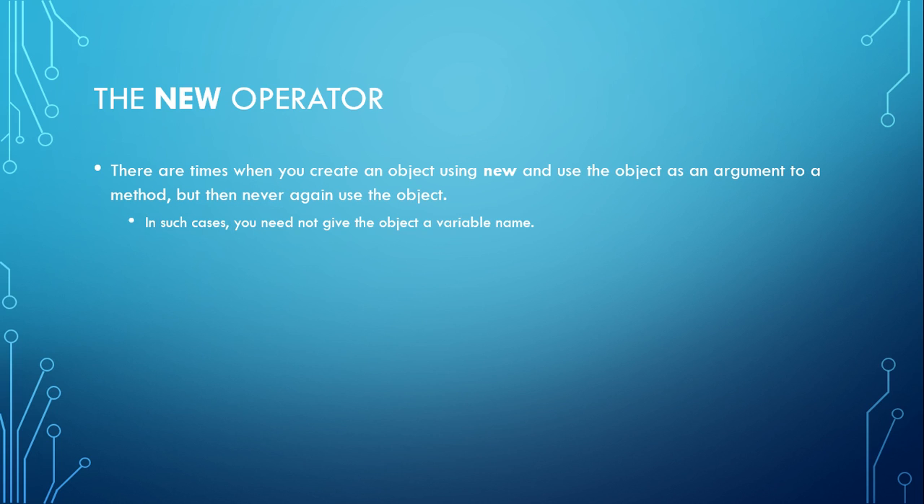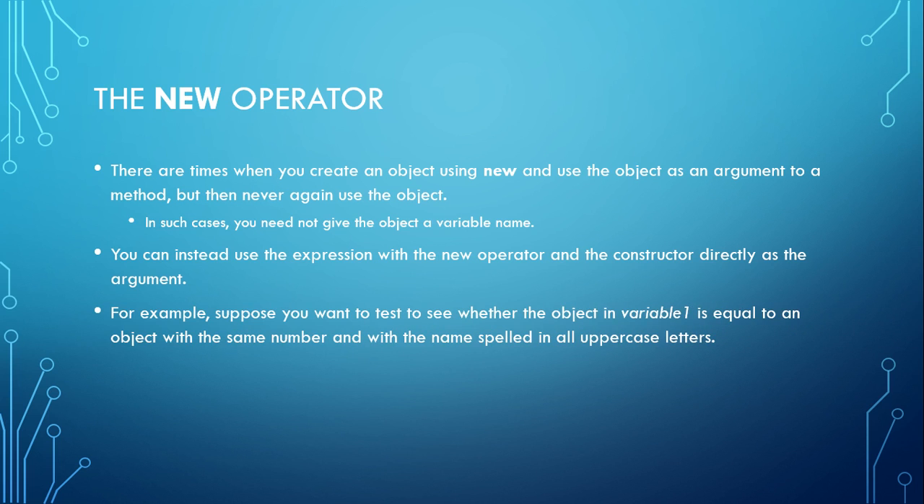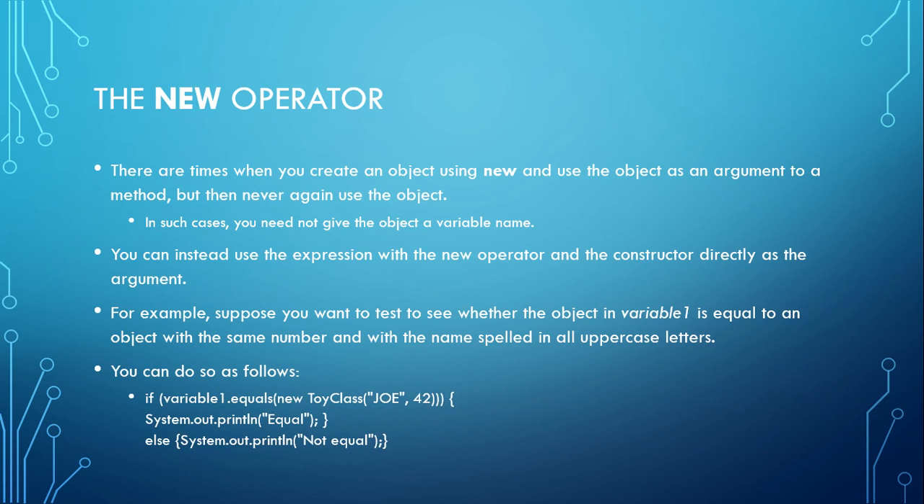Now there are times when you create an object using new and use the object as an argument to a method, but then never again use the object. In such cases, you do not need to give the object a variable name. You can instead use the expression with the new operator and the constructor directly as the argument. For example, suppose you want to test to see whether the object in variable1 is equal to an object with the same number and with the same name spelled in all uppercase. You can do as follows. If variable1.equals(new ToyClass("JOE", 42)), System.out.println("equal"); else System.out.println("not equal").